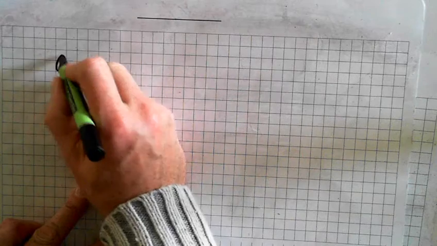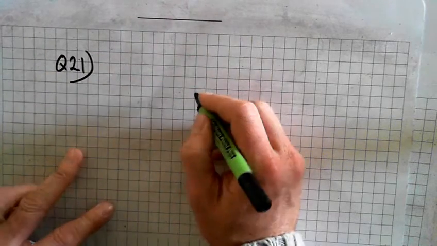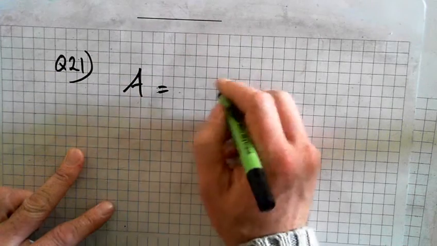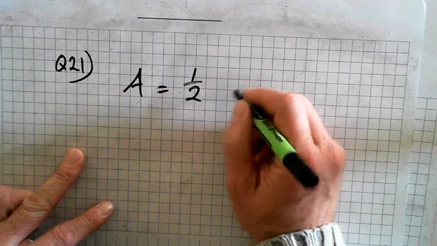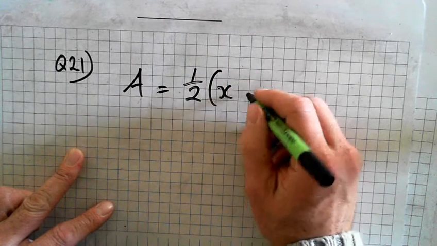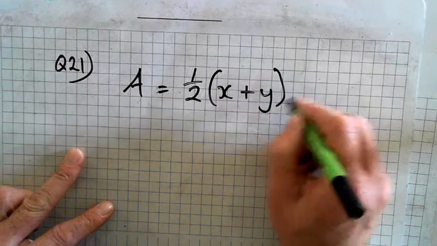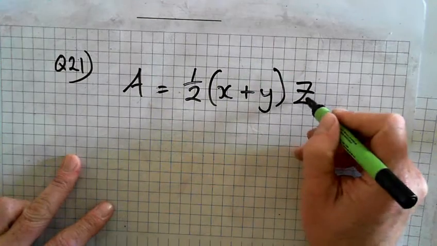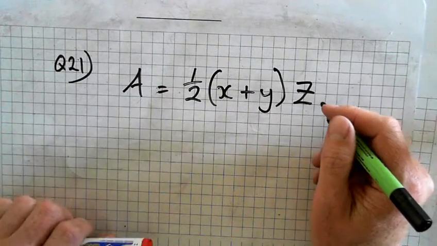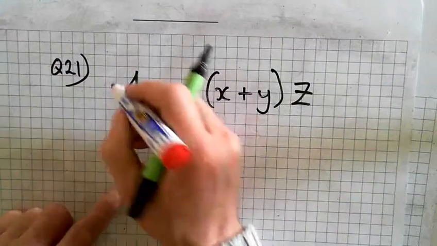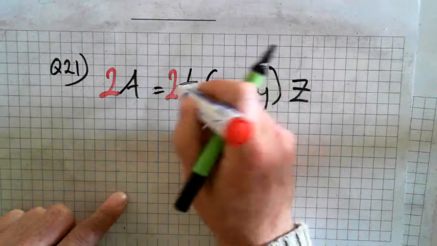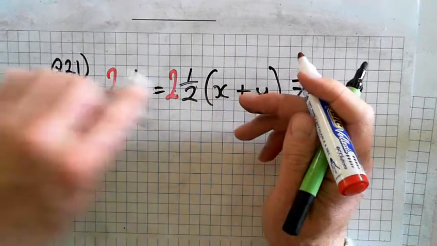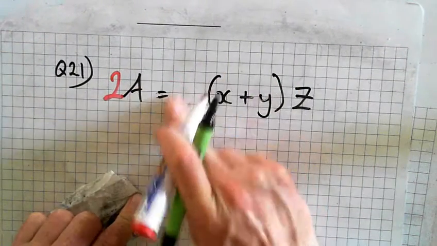Question 21. A is equal to a half x plus y z. So those three things are multiplied by each other. What do I multiply both sides by to get rid of the half? 2. What's 2 times a half? Again? 1.